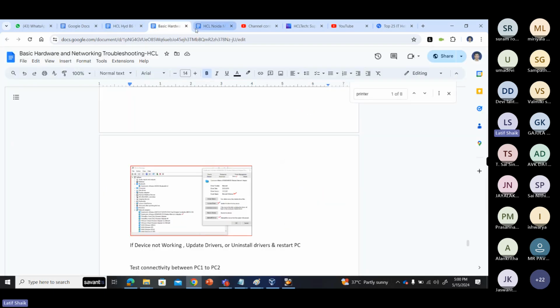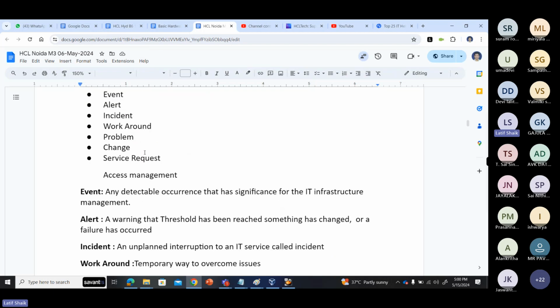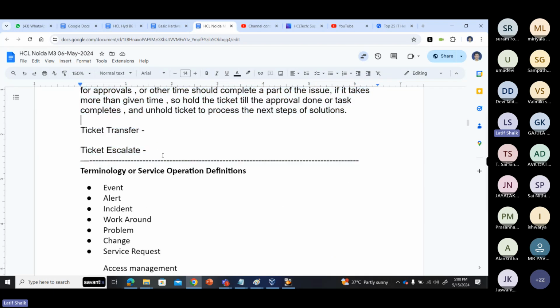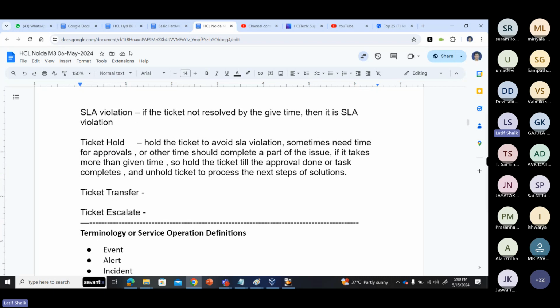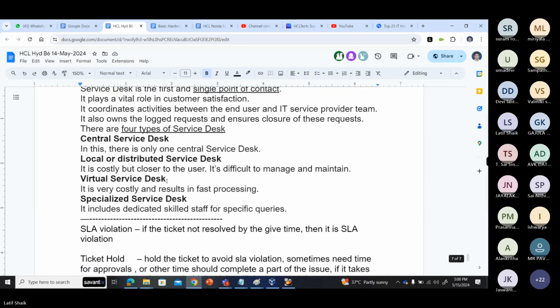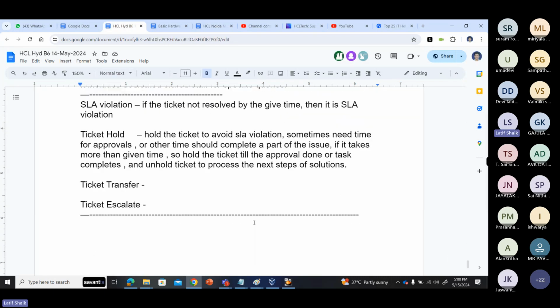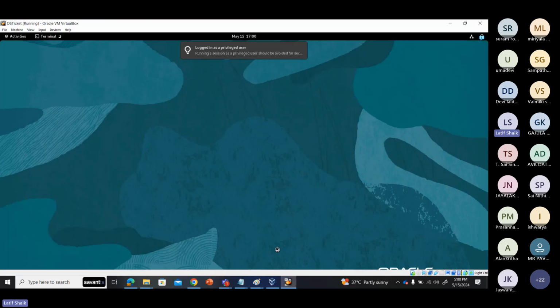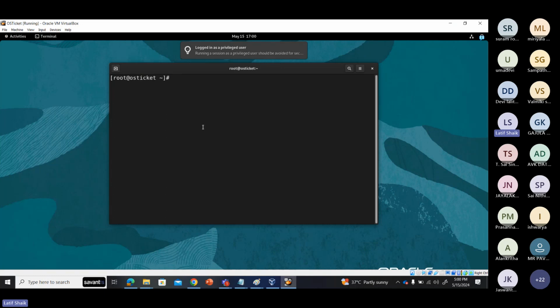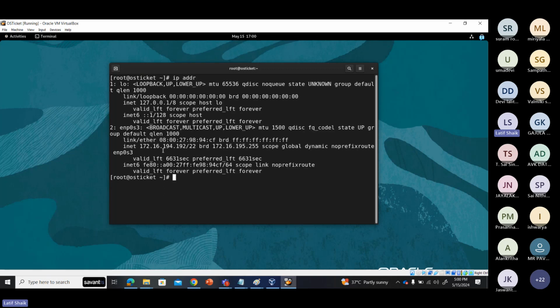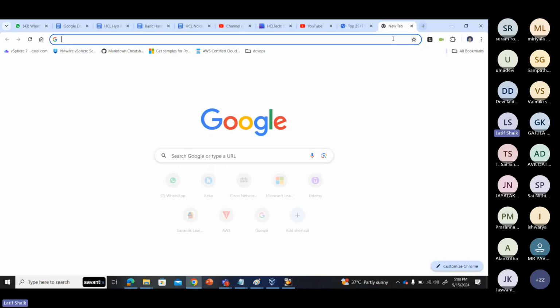So after this one, guys, there is terminology and this part also. So what I want to do is show you a service desk platform I have installed on this PC. This is a Linux based system. So I am going to check my IP address is 192. Okay.